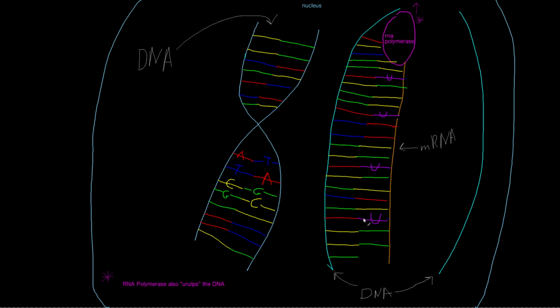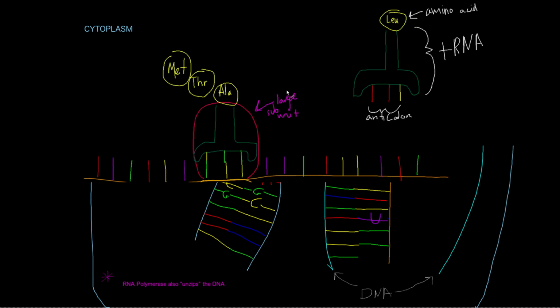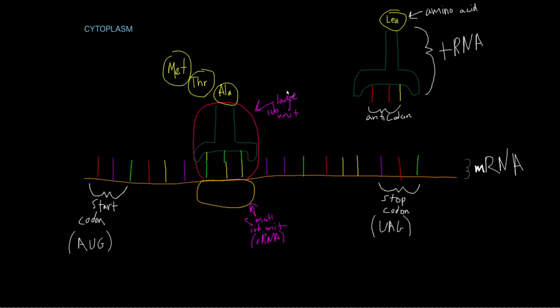And so RNA will pair up with the DNA, and then it basically becomes, like I said before, a copy of the DNA that the cell can use. This is important because mRNA can leave the nucleus, whereas DNA must remain in the nucleus. So mRNA will leave the nucleus through a nuclear pore and enter the cytoplasm, where we will begin the next step of our process, which is translation.